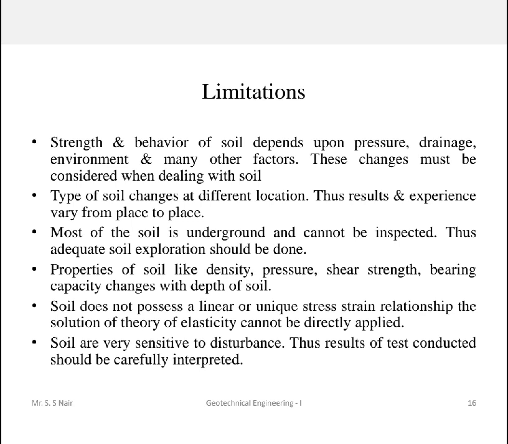Non-linear and unique stress-strain relationship, so solutions of theory of elasticity cannot be directly applied. Soils are very sensitive to disturbance, so it is very tough to interpret the results. These are all some of the limitations of soil.